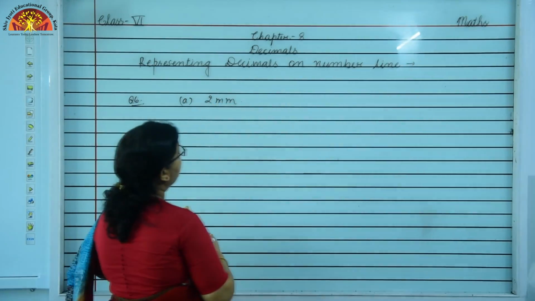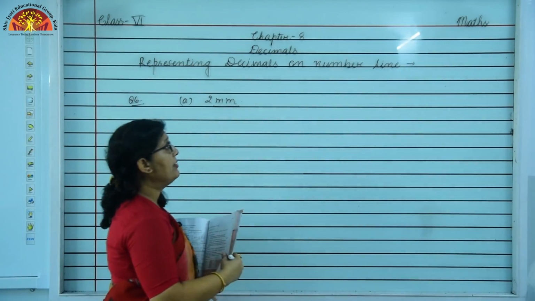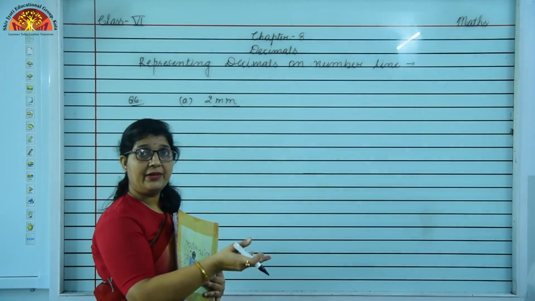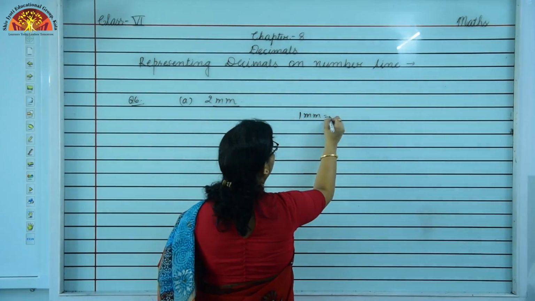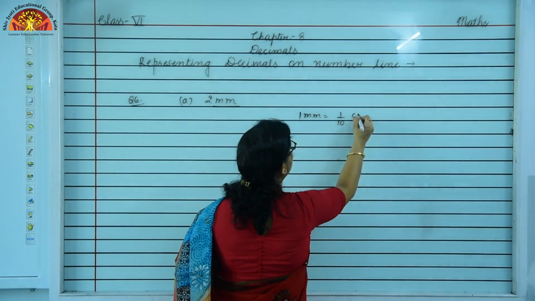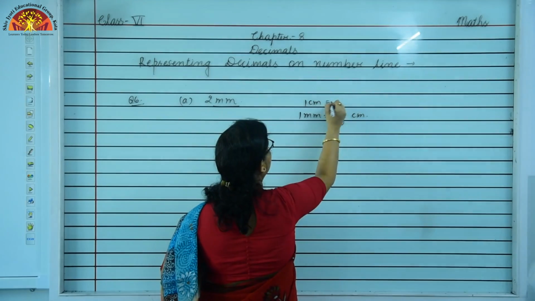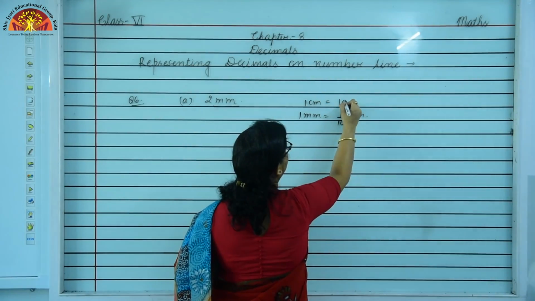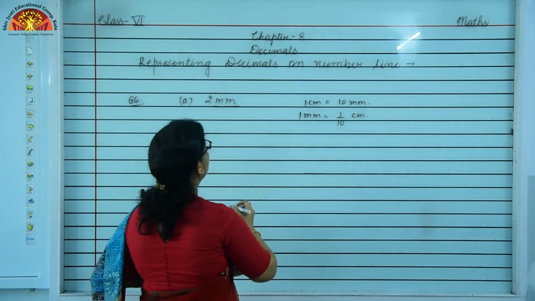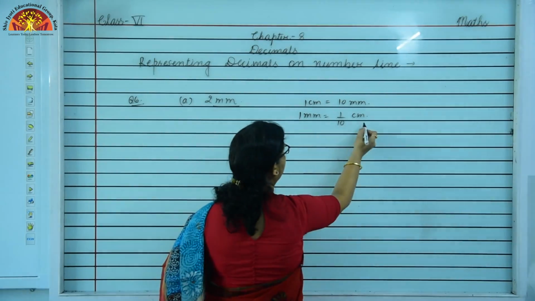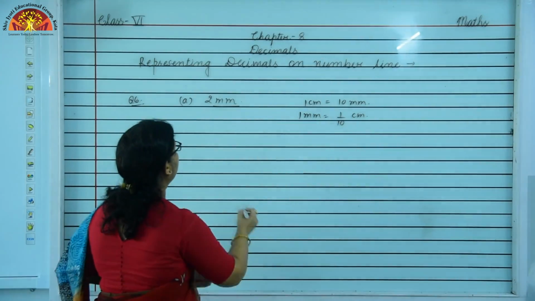So students, first you find the relation between millimeter and centimeter because we want to convert into centimeters. So 1 millimeter is equal to 1 upon 10 centimeter. Why? Because 1 centimeter is equal to 10 millimeters. Understood? So to convert into centimeters, we multiply this number by 1 upon 10.